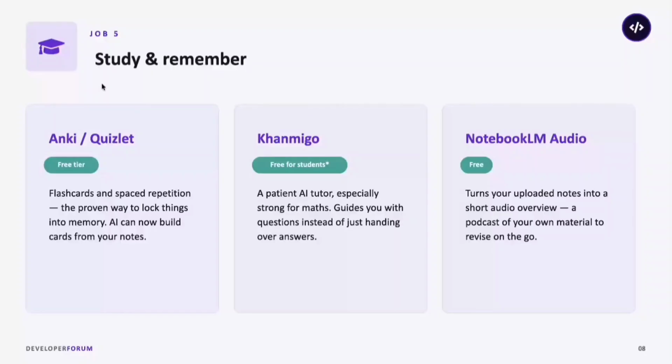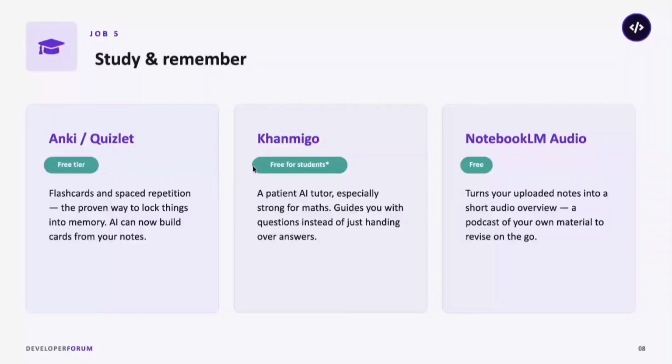The last job, and the one students underuse, is actually remembering what you learned. AI can help you study, not just cram. So Anki and Quizlet handle the flashcards and spaced repetition, the proven method for locking things into long-term memory. AI features now help generate cards from your notes, so you spend time reviewing them instead of making them.